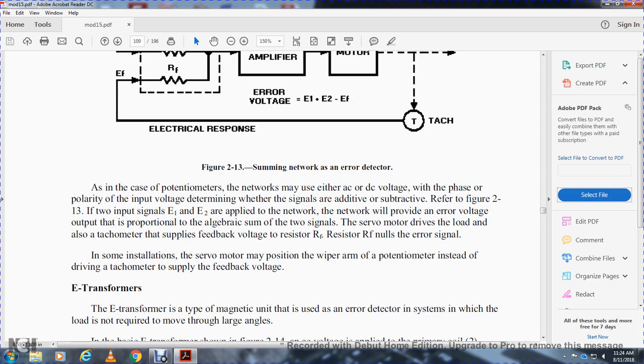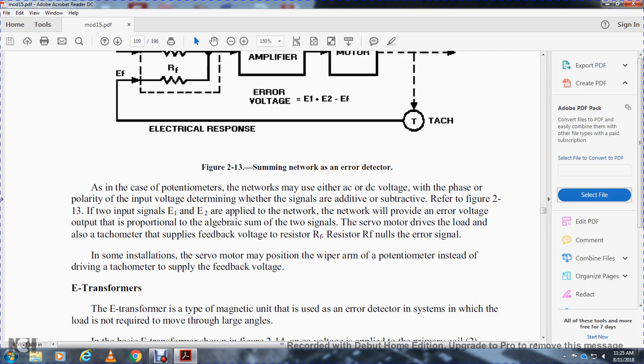In this case, the network combines the AC or DC voltage with the phase and polarity of the input voltages, determining whether the signals are additive or subtractive. Refer to figure 2-13, with two input signals, voltage 1 and voltage 2, applied to the network. It will provide an error voltage at the output proportional to the algebraic sum of the two signals.